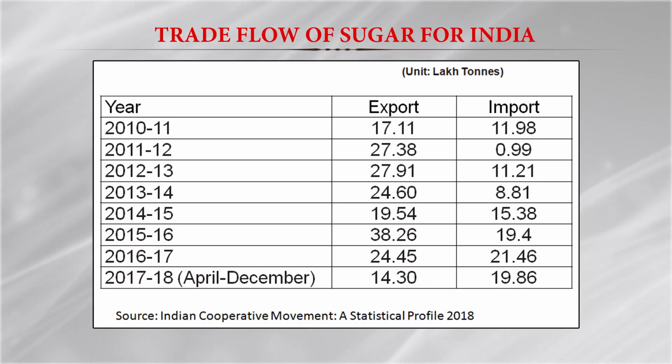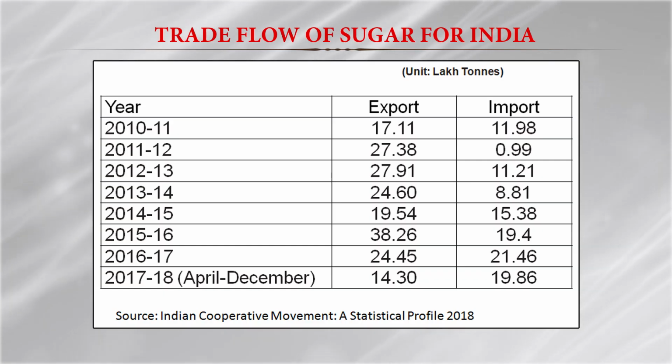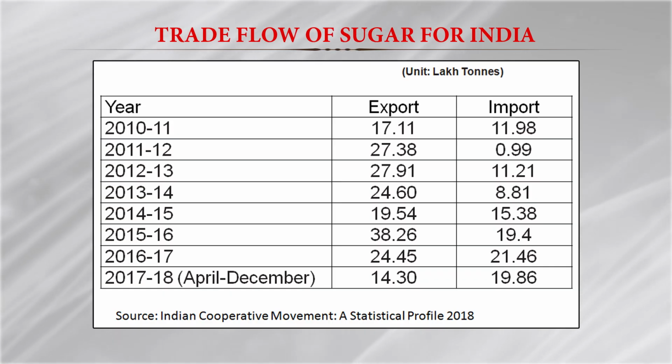And in 2016-17 we had an export of 24.45 lakh tons, and an import of 21.46 lakh tons, and this has increased from the data of 2010-11, which was 17.11 lakh tons export, and the import was 11.98. So net export of sugar is increasing over the period of time. Now the organized cooperative movement in sugar production was started in Maharashtra.